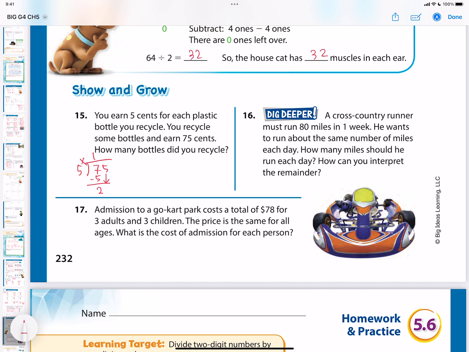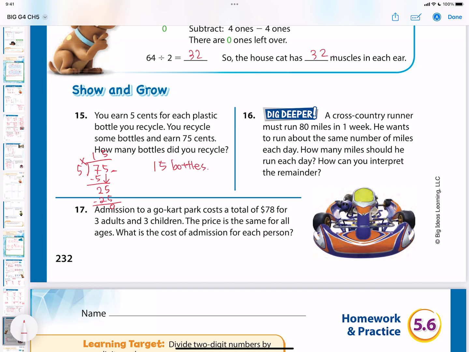I just did subtract, and what is the next step? MSB. Yes, bring it down 5. 25 now. And you need to repeat the process again. So 5 times what? 5, we know, is 25. Subtract. Nothing more to do, and there is no more to bring down, so the answer is what? 15 bottles.